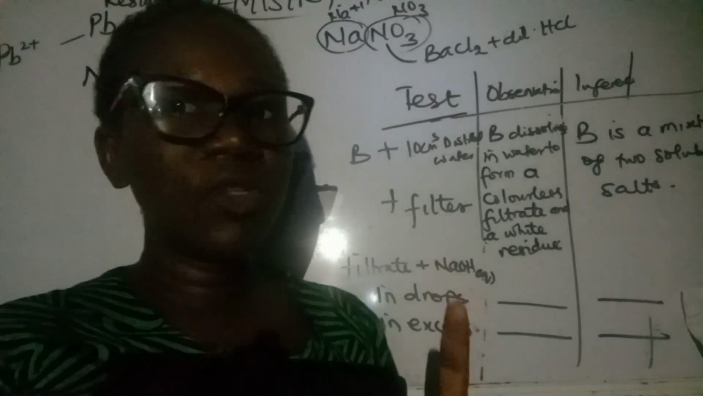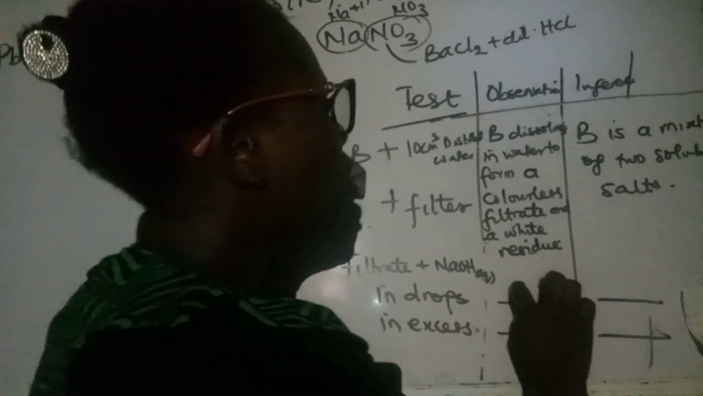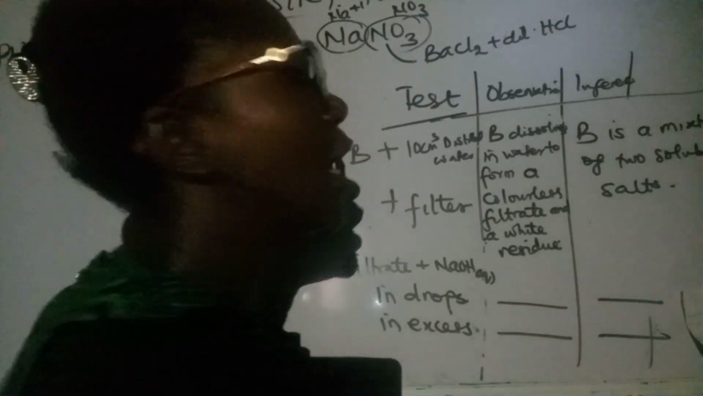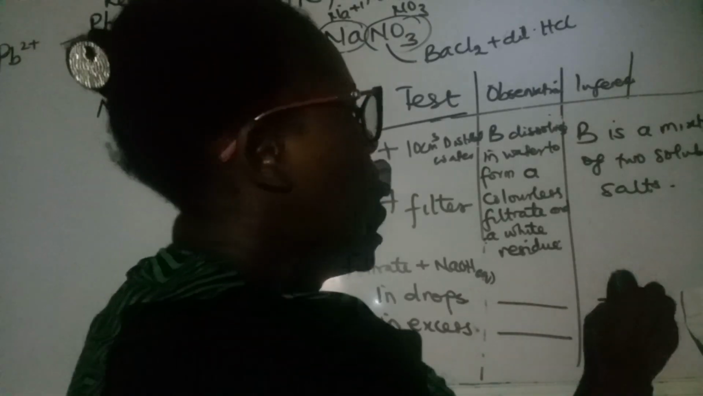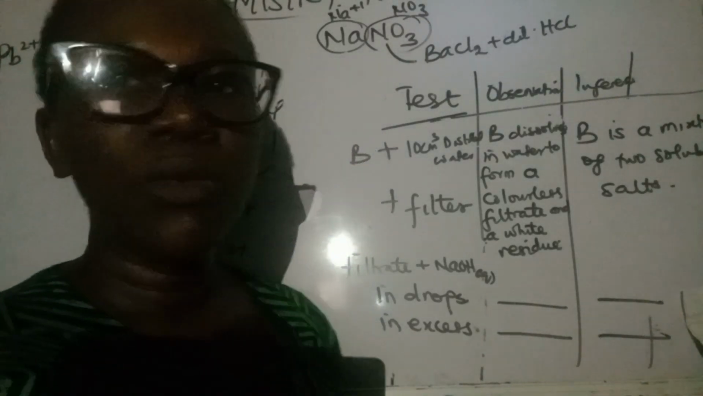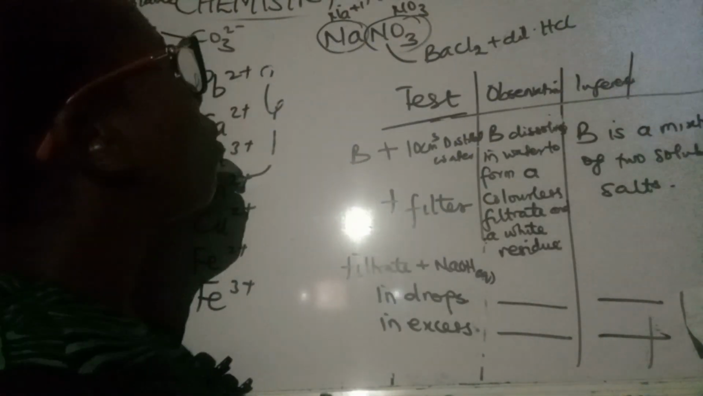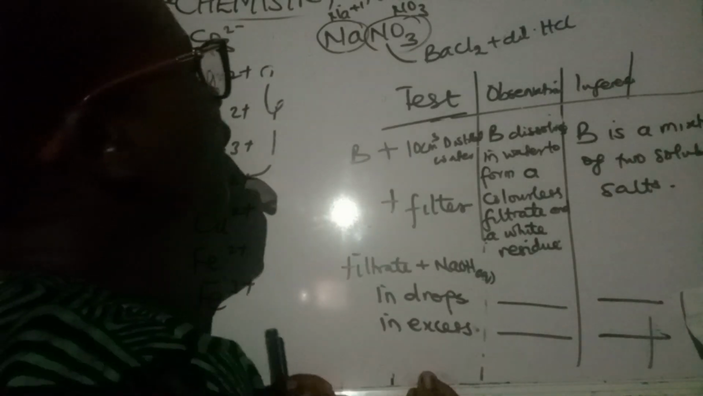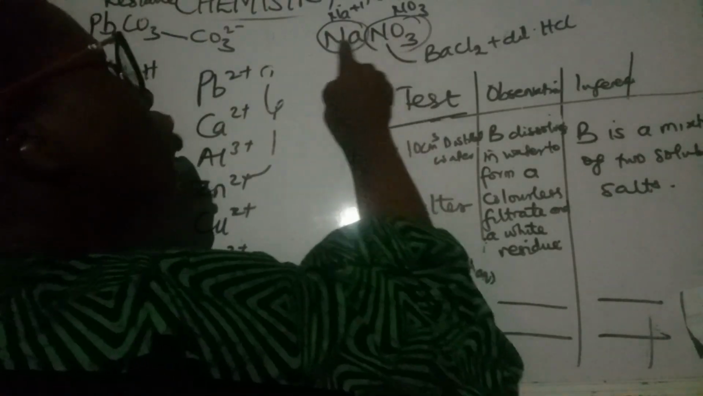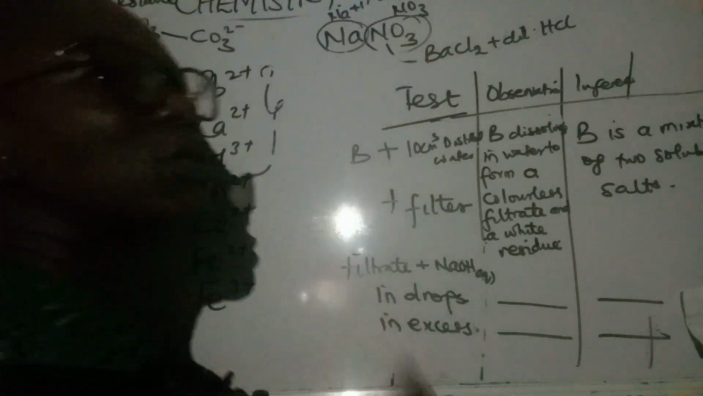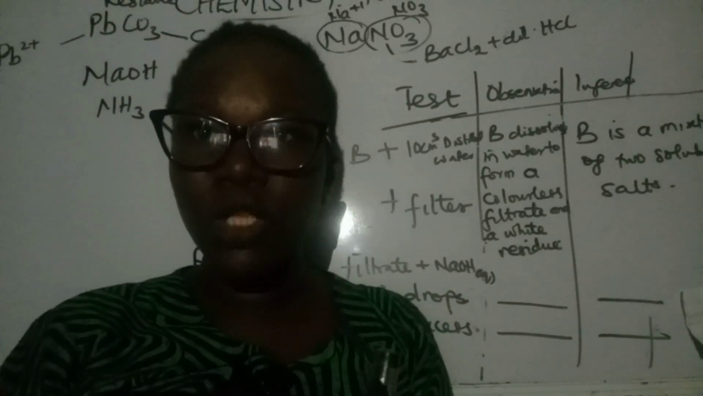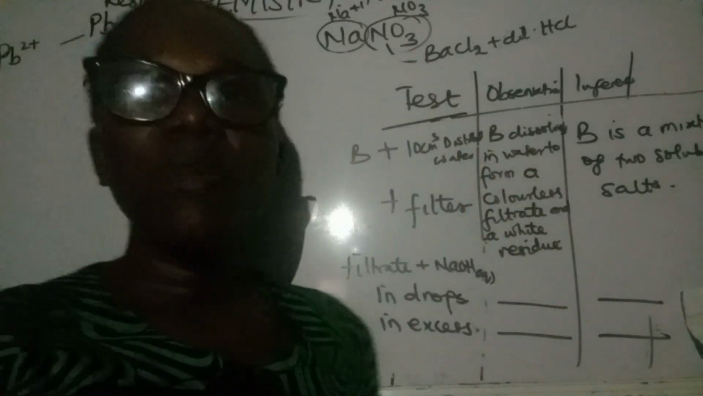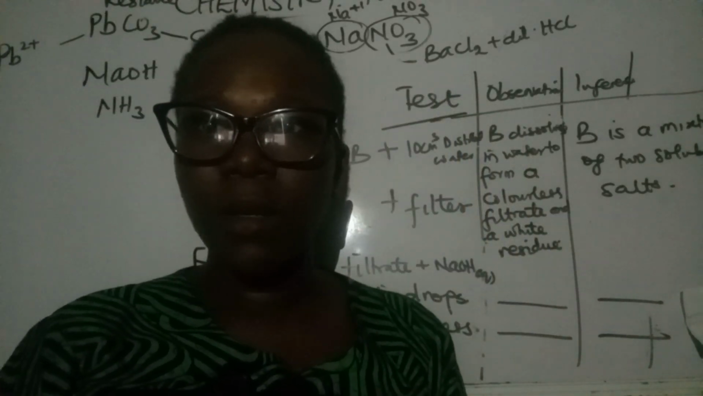Another thing you can be asked to do: you will write white precipitate under observation, and then under inference, NO3 minus or other ions present. Now, you may be asked to heat this compound, to boil it. You know, it will be in form of liquid. You may be asked to boil it.